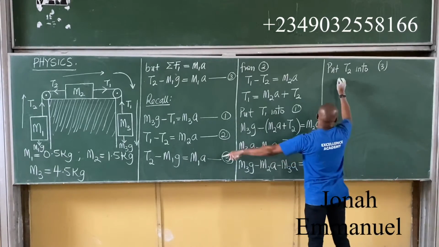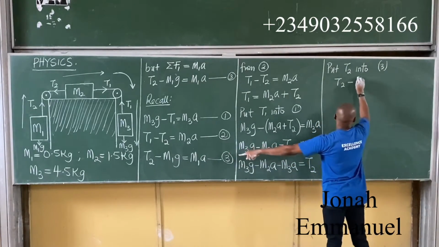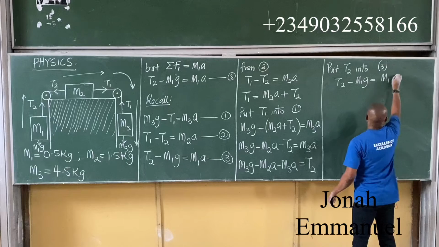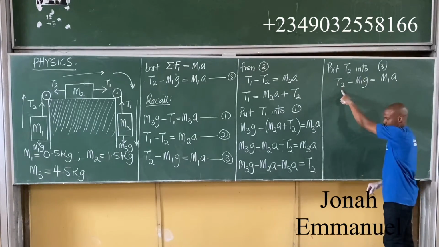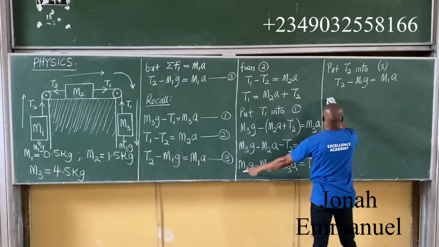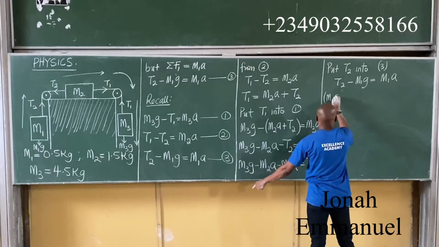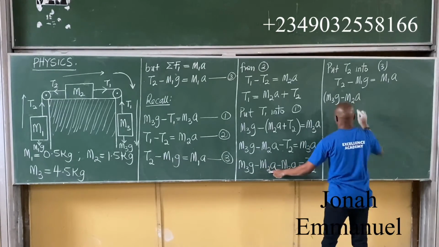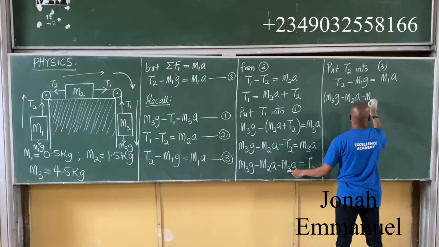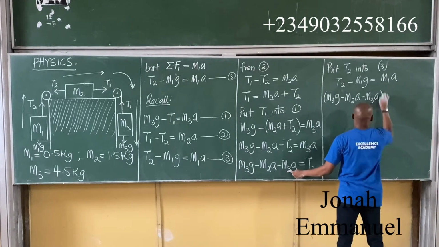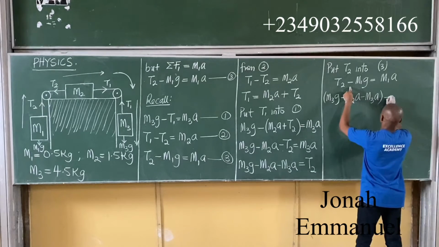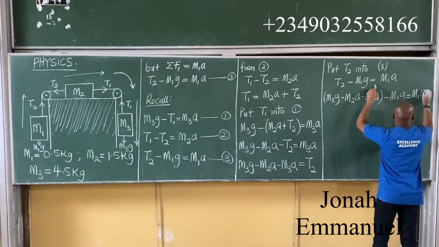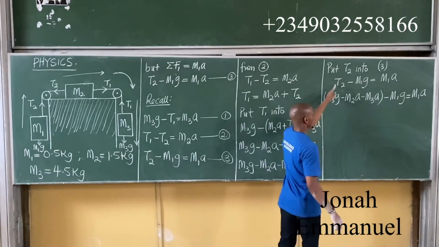From 3, I have that T2 minus M1G is equal to M1A. Put the value of T2. T2 is now all of this, so T2 becomes M3G minus M2A minus M3A. Here's the value of T2, then minus M1G is equal to M1A. Right. So T2 is now this.